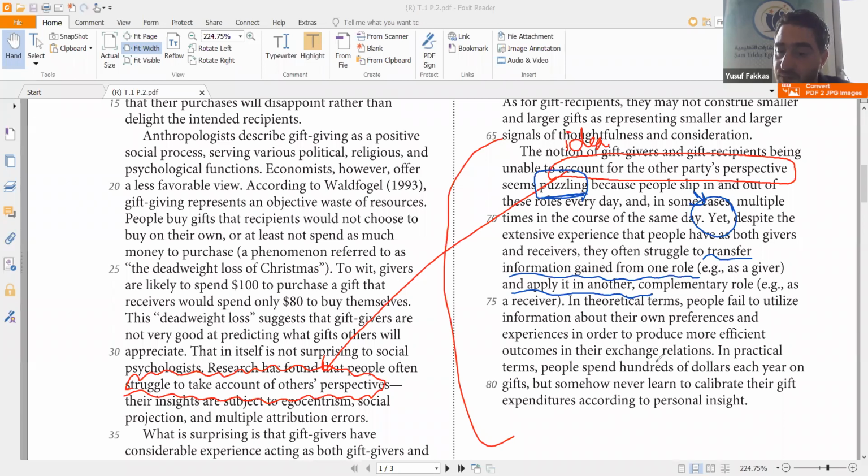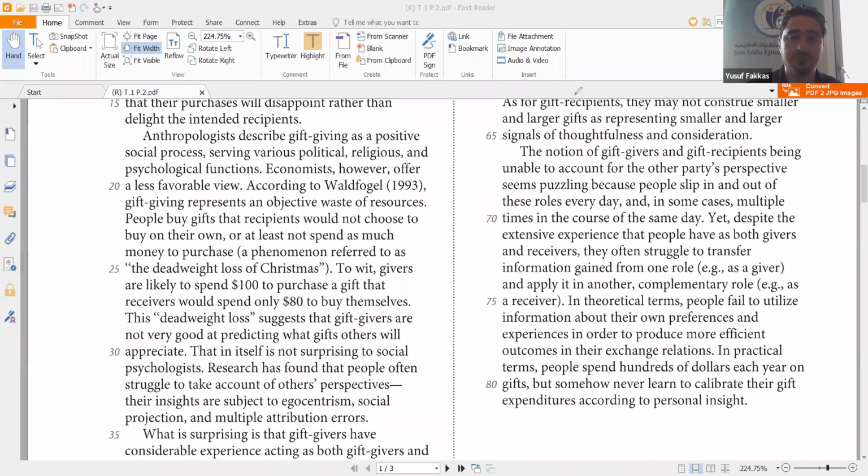In practical terms, people spend hundreds of dollars each year on gifts, but somehow never learn to calibrate their gift expenditures according to personal insight. That's the conclusion. Do you have any question about that? Is everything in the passage clear now?